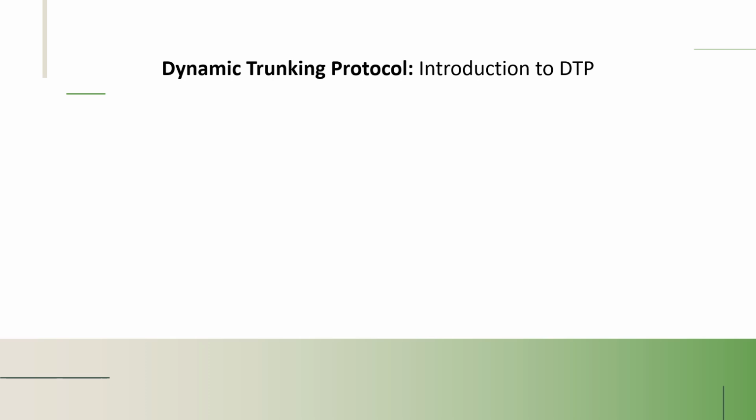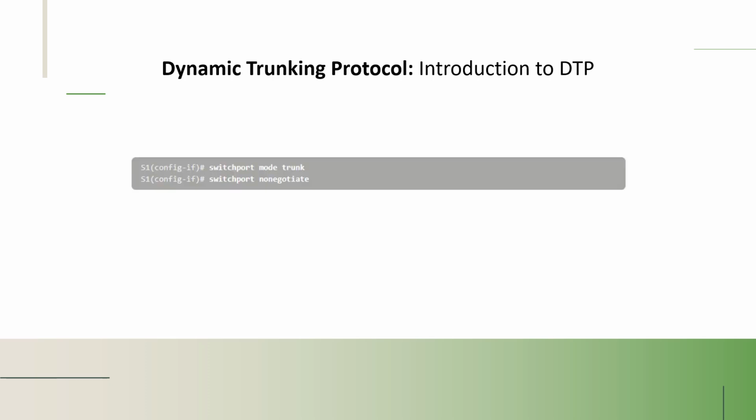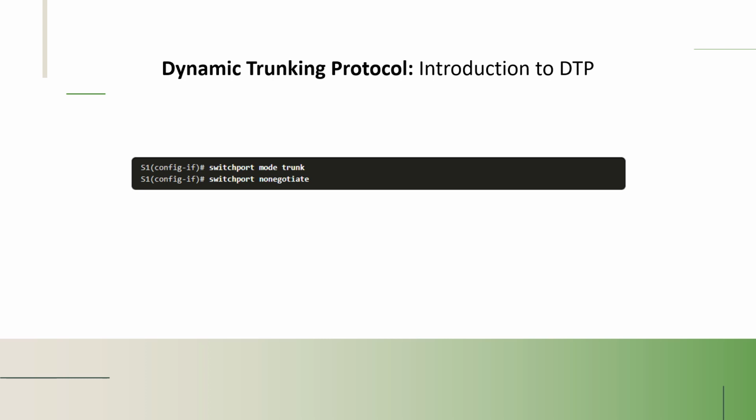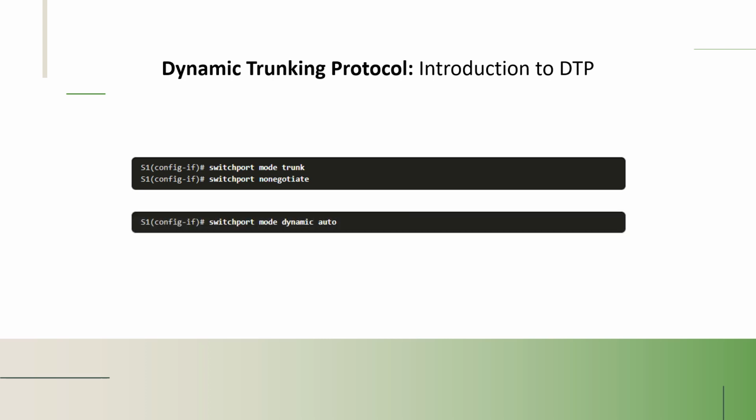To enable trunking from a Cisco switch to a device that does not support the dynamic trunking protocol, we use switchport mode trunk and switchport nonegotiate, that are listed here, in the interface configuration mode. By using this, we cause the interface to become a trunk, but it will not generate dynamic trunking protocol frames. To re-enable dynamic trunking protocol, we use the command switchport mode dynamic auto, as it is listed here.